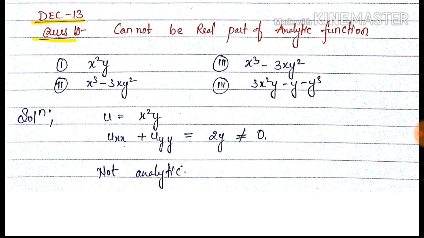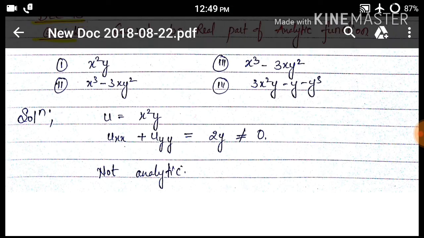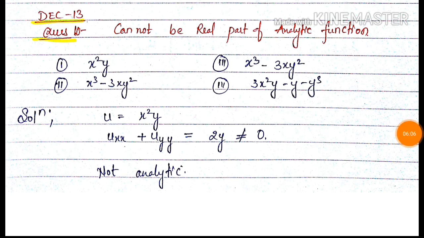For the other three options, if you do the same condition, then they are equal to 0. So they may be the real part of an analytic function. But the first option is not the real part of an analytic function. So this is about this example.